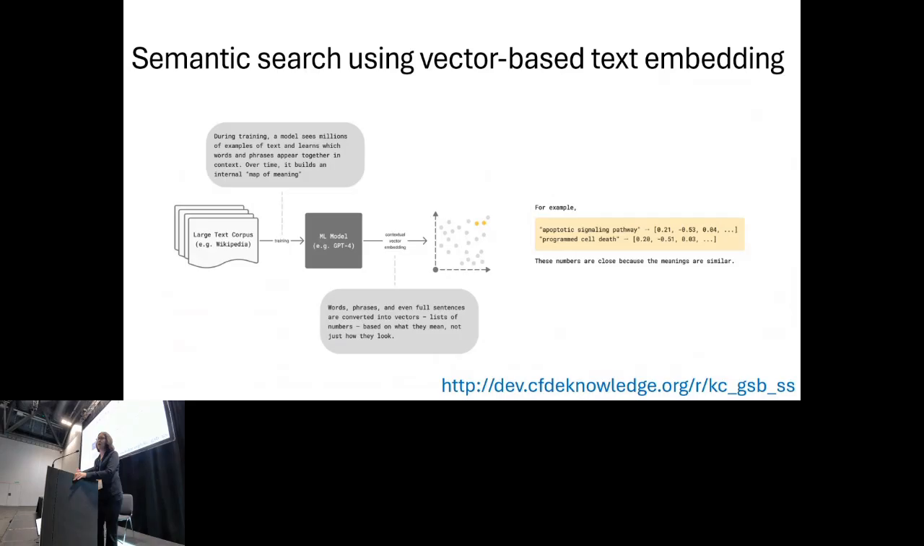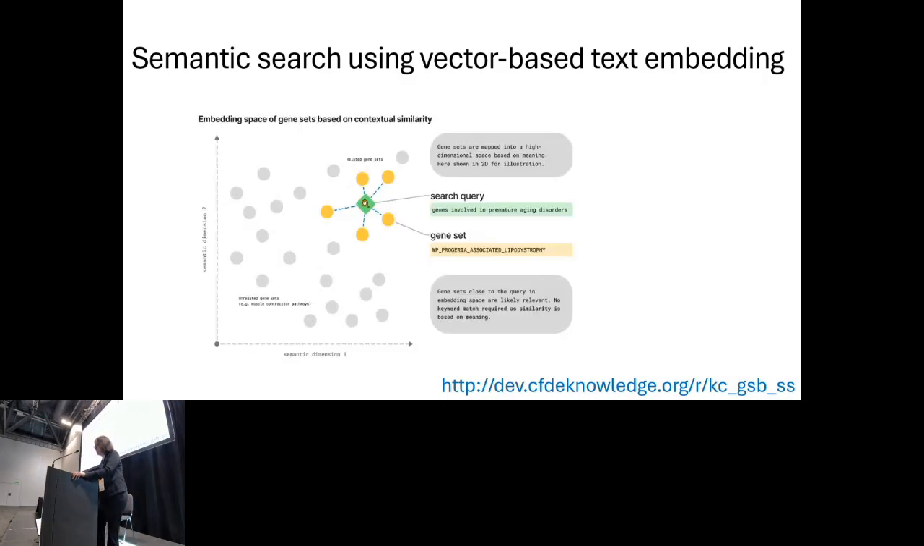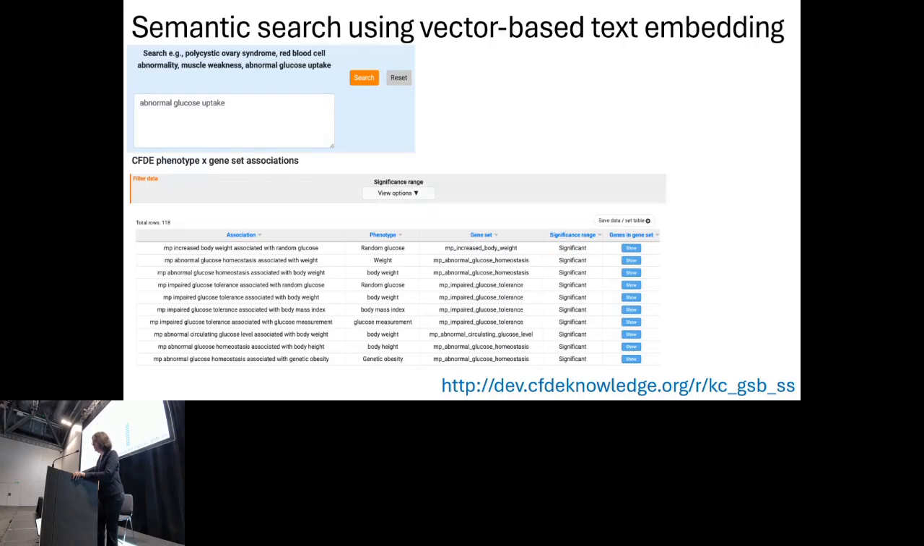Other programs have programmed cell death as the actual name of that entry. It would not come up in a standard search, even though it essentially means the same thing that you're looking to search. So what if, instead of using that standard sort of keyword-based search, you could actually embed these two terms into a vector and perform vector-based searching? This is what we've done, and I'll show you an example of an output.